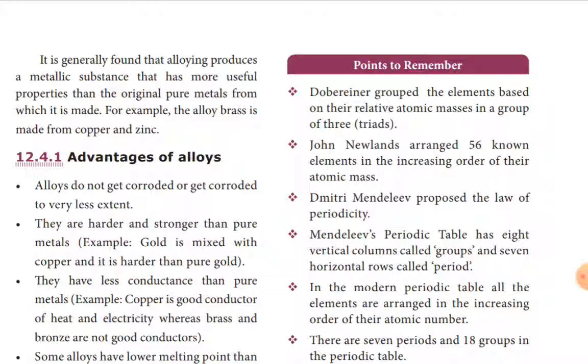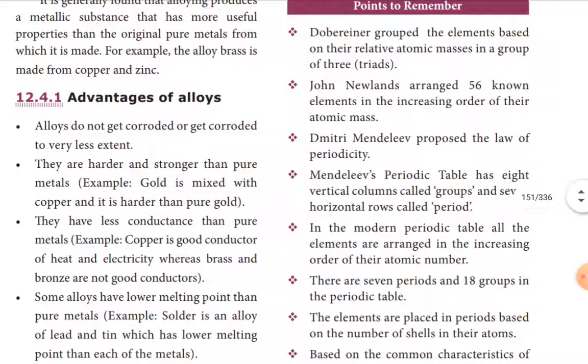Then what are the advantages of alloys? Alloys do not get corroded, or get corroded to a very small extent. Corrosion means damage by chemical reaction when metals come into contact with carbon dioxide, water and oxygen. Alloys will not easily rust and are not easily damaged. Then they are harder and stronger than pure metal. So compared to pure metal, they are hard and strong.